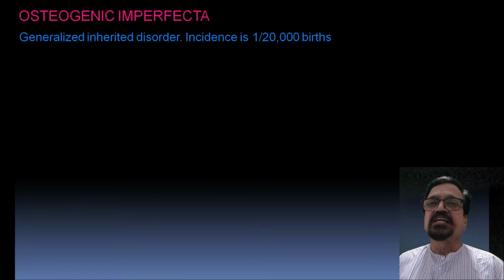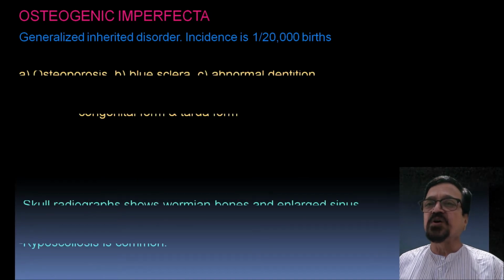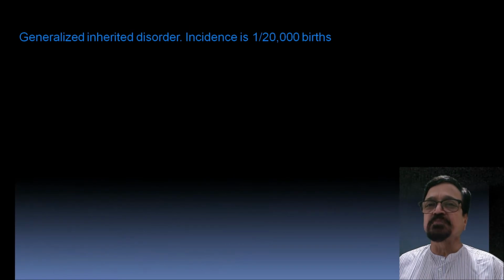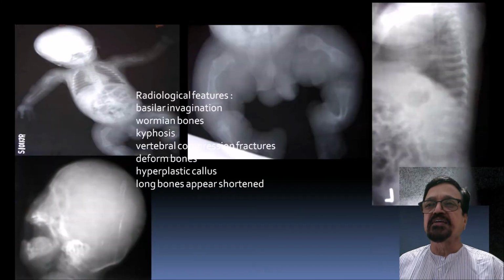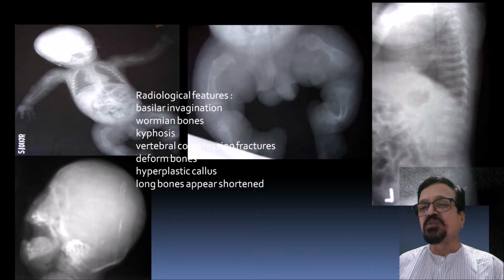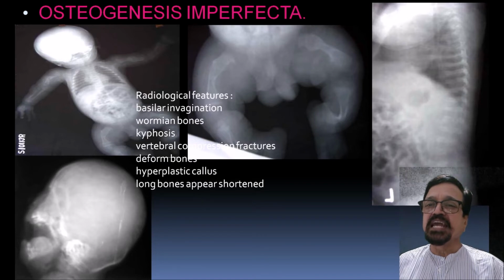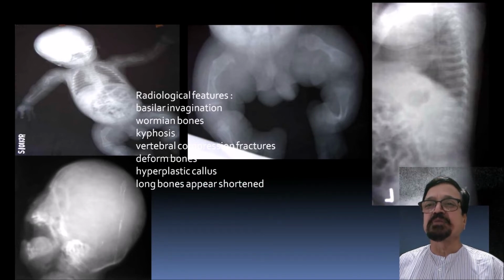Now it is a generalized inherited disorder. Incidence is 1 in 20,000 births. Now these are the radiological features. There is basilar invagination, then there are Wormian bones, there is kyphosis, then there will be vertebral compression fractures, then deformed bones and hyperplastic callus. The long bone appears shortened due to repeated fractures, and there will be a curvature abnormality. All is diagnostic of osteogenesis imperfecta.